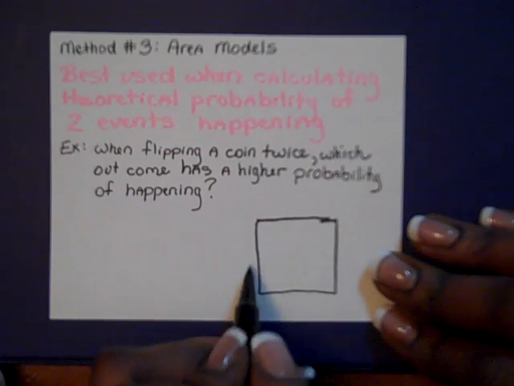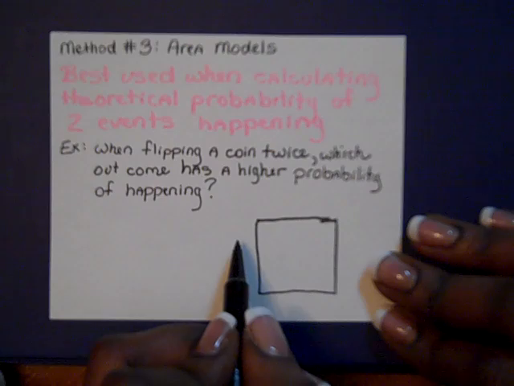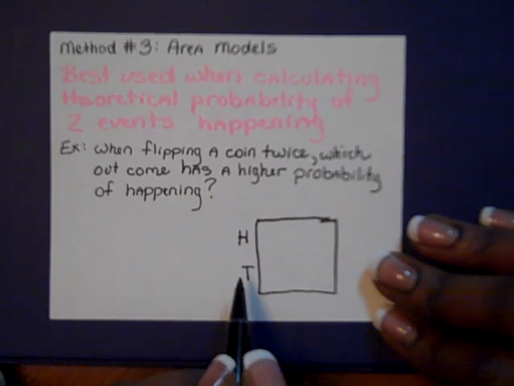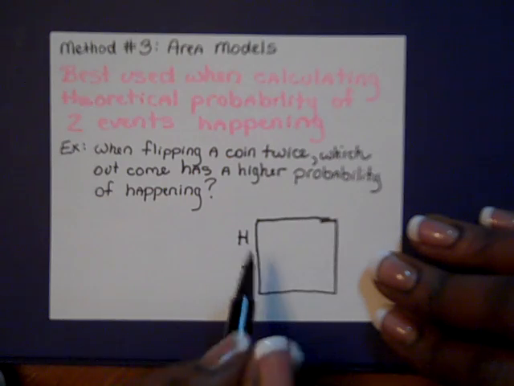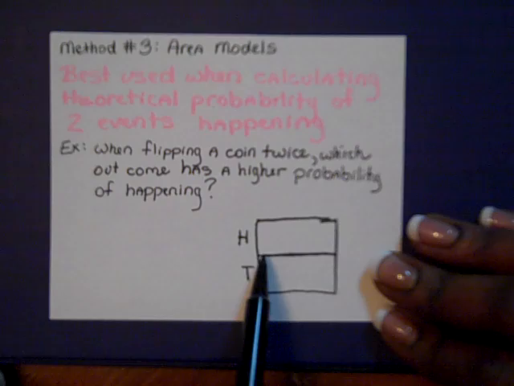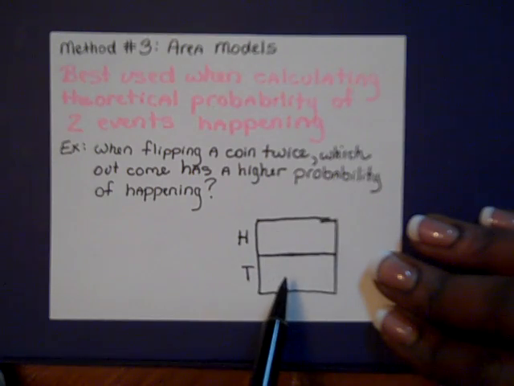So over here, I'll go ahead and list out the things that could happen if I flip my coin one time. Either I'm going to land on heads or tails. Both events have the same chance of occurring, so I'll just break this square in half. The top half represents heads, the bottom tails.